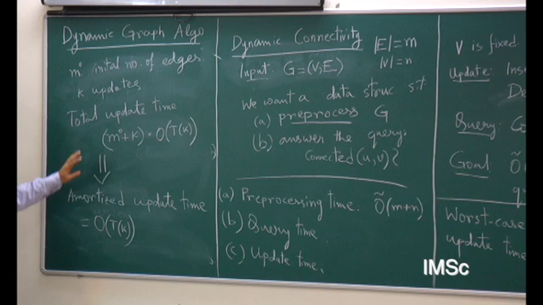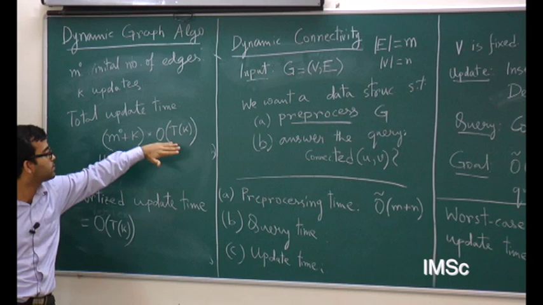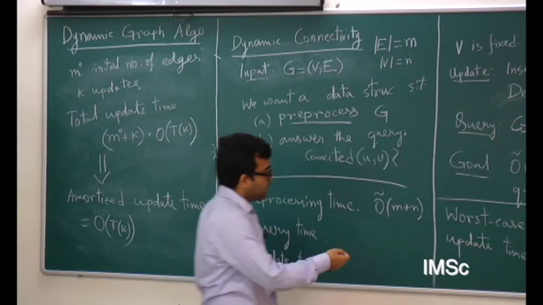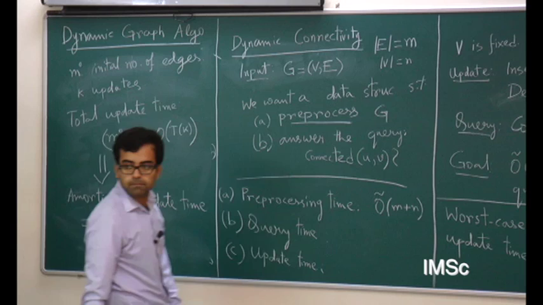So note one crucial difference. In this amortized analysis, we are counting the initial number of edges. This is the standard convention in this field. Or to put it differently, you can say that you initially start with an empty graph. When we claim an amortized update time, you initially start with an empty graph, then you make k insertions and deletions, and the total time will be this. Clear? And of course, getting worst case update time is much better than getting amortized update time. Any questions so far?